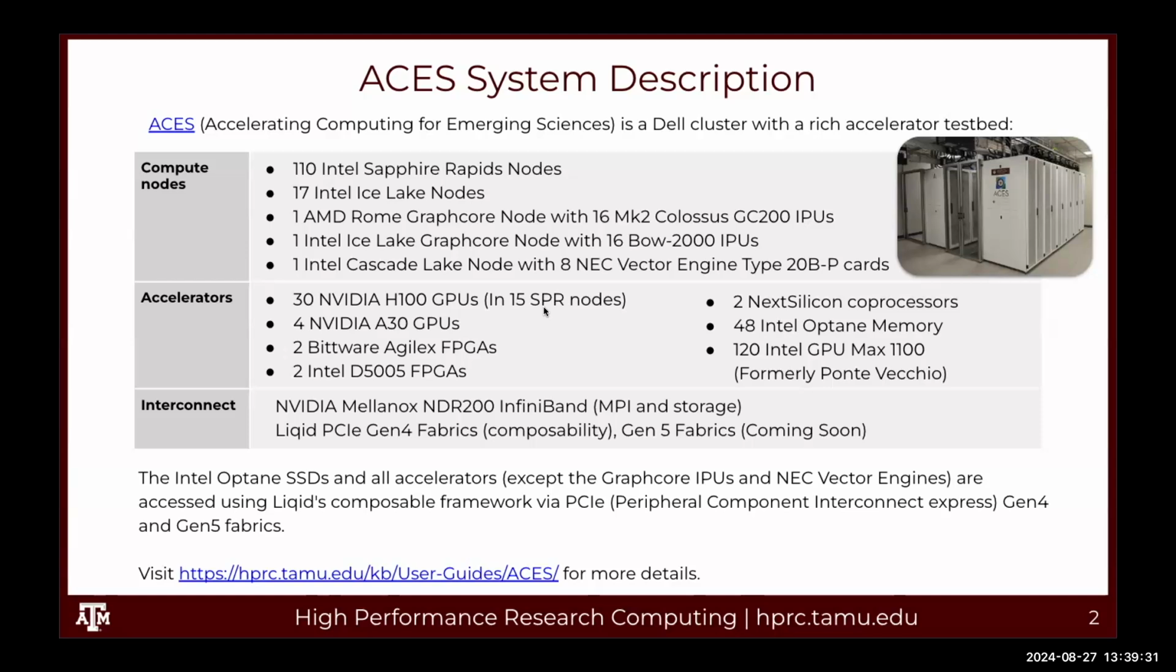We have plenty of accelerators. We have NVIDIA H100 GPUs, the A30 GPUs. We have Intel Optane. We have Intel GPU Max 1100. And the Intel Optane SSDs and all accelerators are accessed using Liqid's Composable framework via PCIe Gen 4 and Gen 5 fabrics. All of these are very technical terms. So if you want to check for more details, you can go to the website link that we have in the slide. And this is part of our knowledge base.